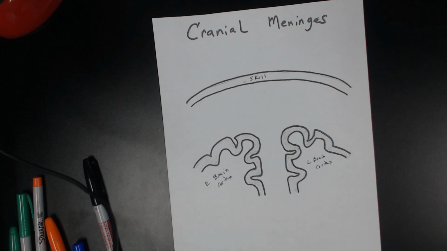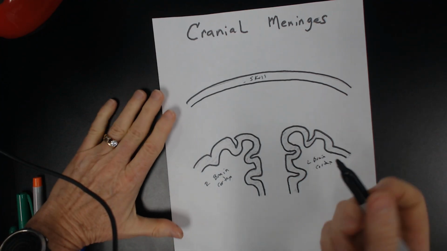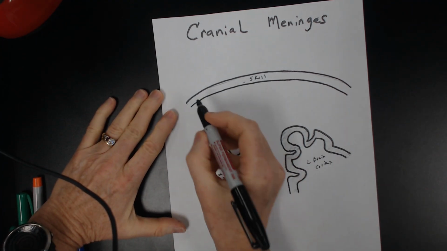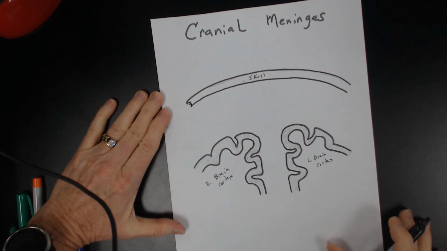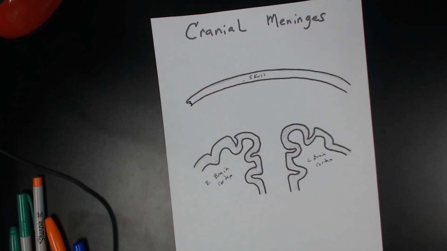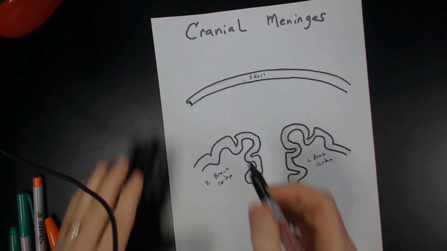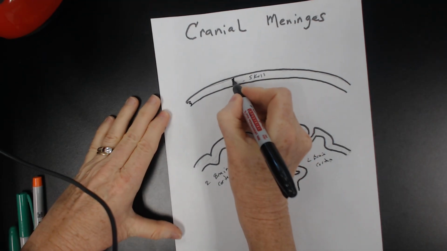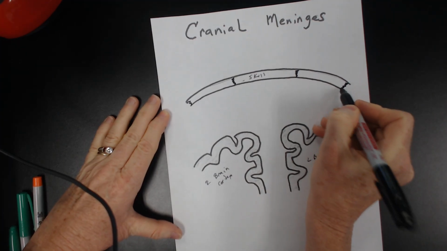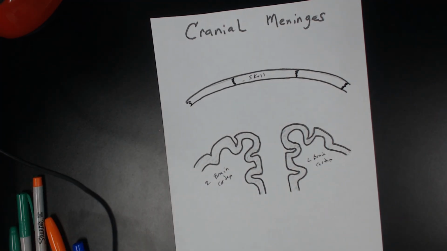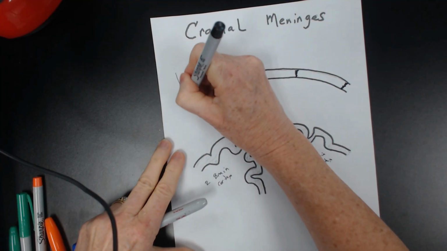So let's go ahead and start labeling some things and zooming in a little bit closer. Actually, as the skull grows, it grows and fuses together. Does anyone know what the lines of the fused skull are? Yeah, those are your sutures. Good. These represent the sutures of the skull.